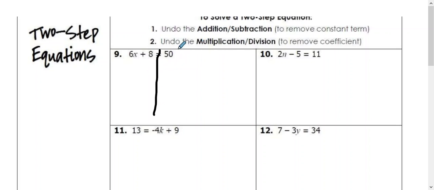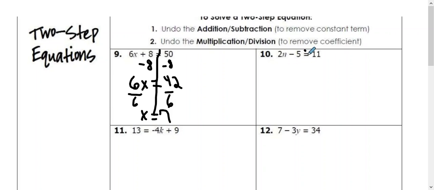What you do to the left side, you do to the right side. So you're going to undo your addition, subtraction first. You're going to subtract 8 from both sides to start with. So now you have 6x equals 42. The opposite of multiplication is division, so you're going to divide both sides by 6. So x equals 7. Then you can plug it in and make sure it works. 7 times 6 is 42, plus 8 is 50.